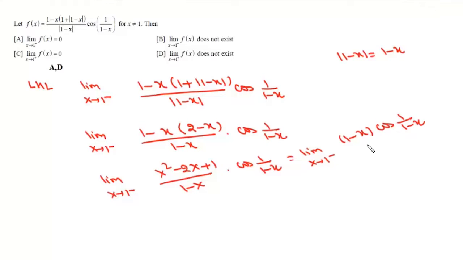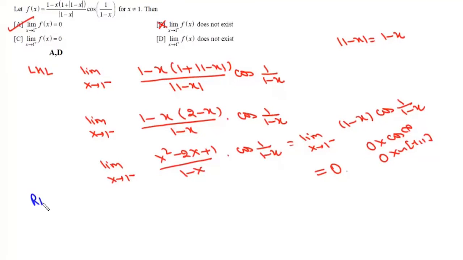Now we check its form before solving it. Now this is 0 into cos infinite, and cos infinite is an oscillating value from minus 1 to 1. Now 0 into anything finite is 0. So the answer to this left hand limit is 0. That means option A is correct, and option B will be incorrect. Now we'll find its right hand limit.